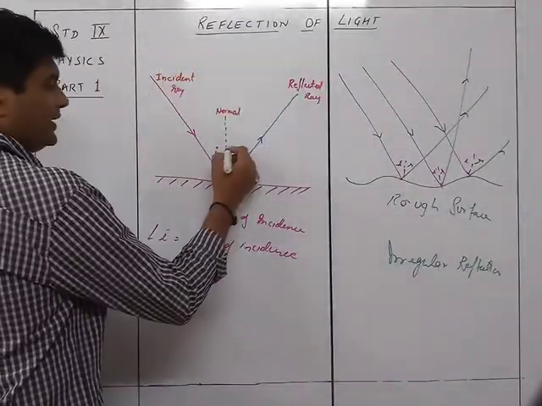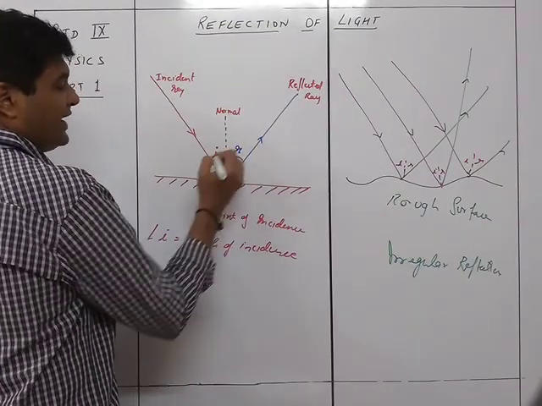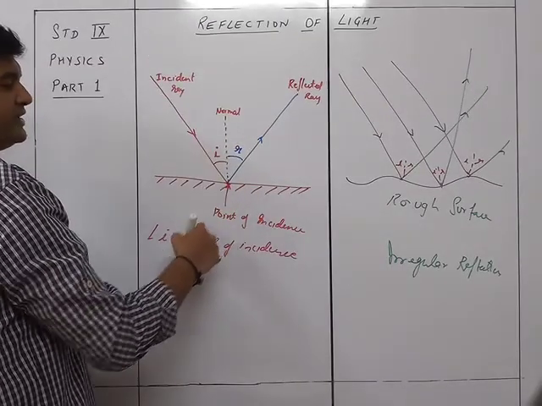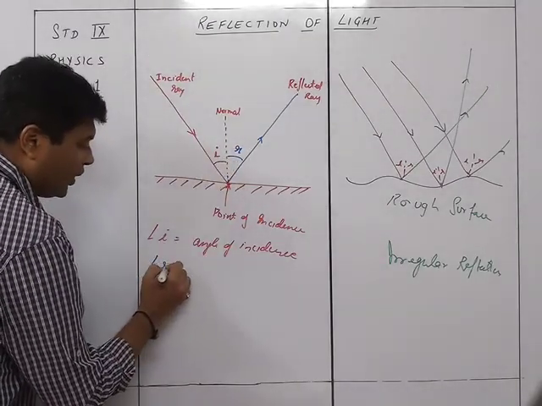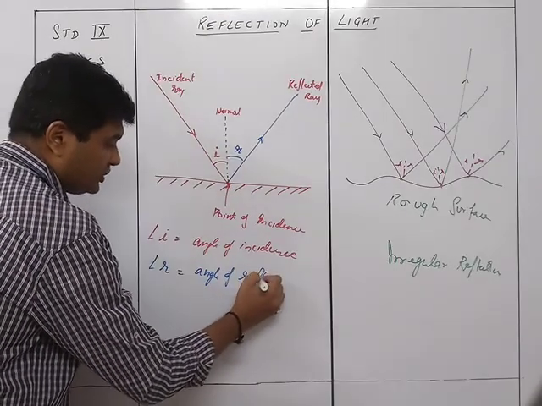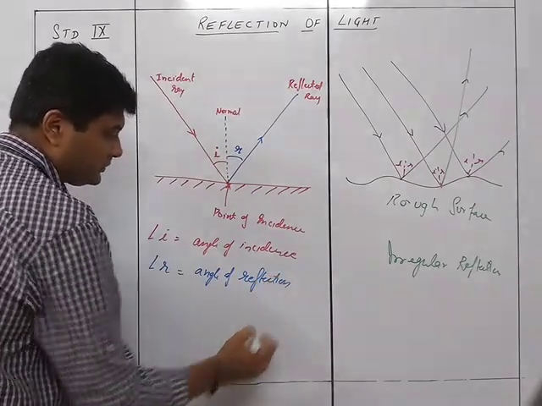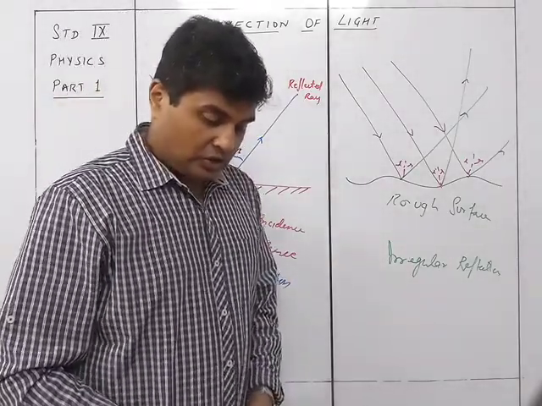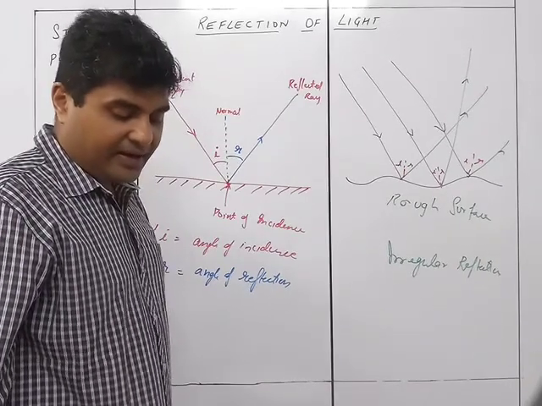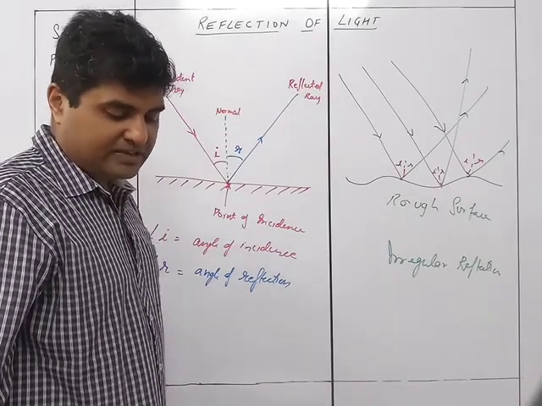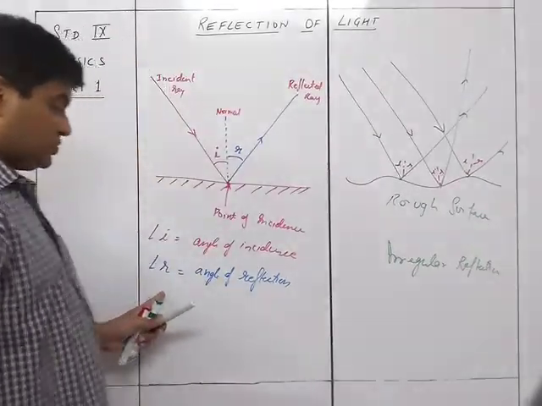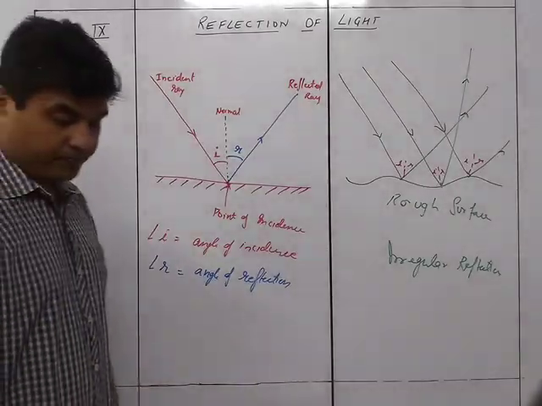Similarly, this over here will be the angle of reflection. The angle between the reflected ray and the normal at the point of incidence is called the angle of reflection. The angle which the reflected ray makes with the normal at the point of incidence is the angle of reflection. It is denoted by the letter R. So it is letter R over here.